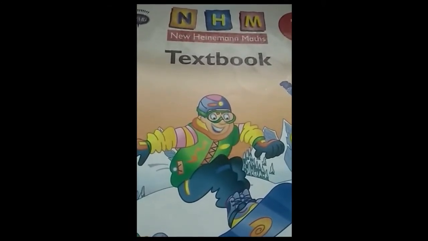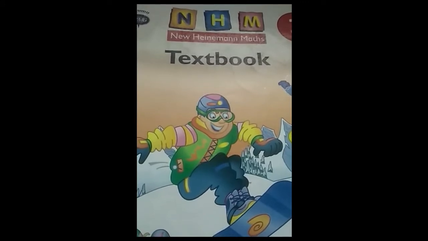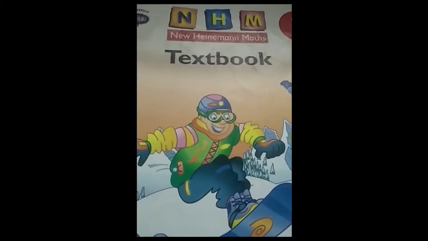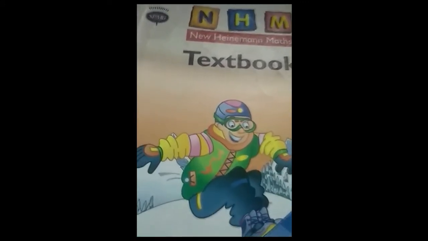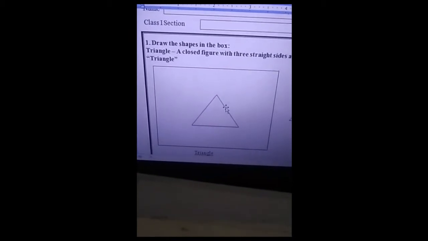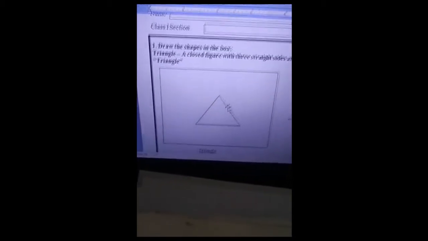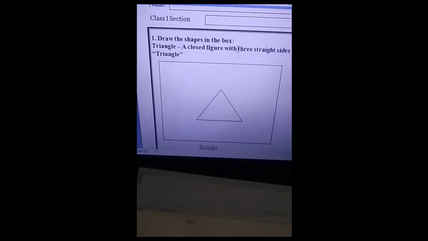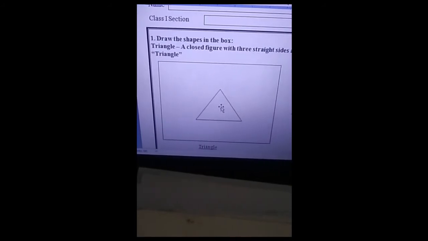Today I will discuss the work from your textbook, page 108. It's all about the shapes. Look at here. We will solve our worksheet about the shapes. Draw the shapes in the box. So we need to draw our shapes into the box.